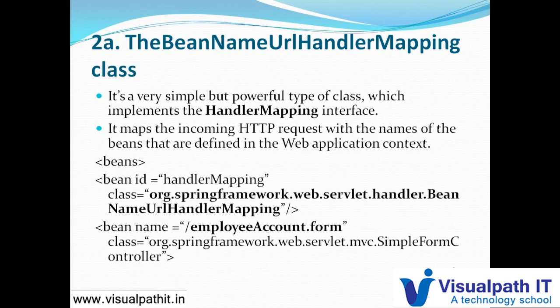So now let's begin with the bean name URL handler mapping class. It is a very simple but powerful type of class which implements the handler mapping interface. It maps the incoming HTTP request with the names of the beans that are defined in the web application context. Let's see a code snippet which shows how we can use the bean name URL handler mapping class to map the HTTP request with the URL. Say employee account form or something of that sort.